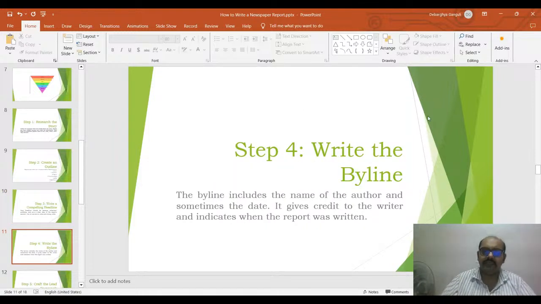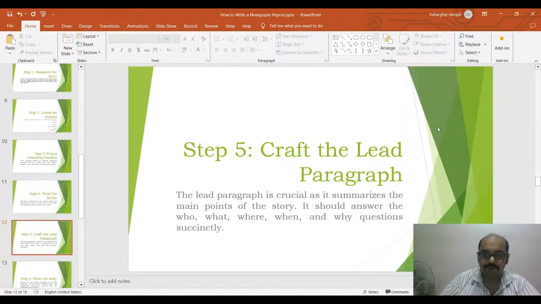Then write a byline, that is the name of the author, sometimes the date, that is the place date, by a state staff reporter or whatever. It gives credit to you and it indicates by whom the report was written. But there are usually two types of reporters: staff reporter and special correspondent. I have already explained what is the difference between the two, so I'm not going into that anymore.